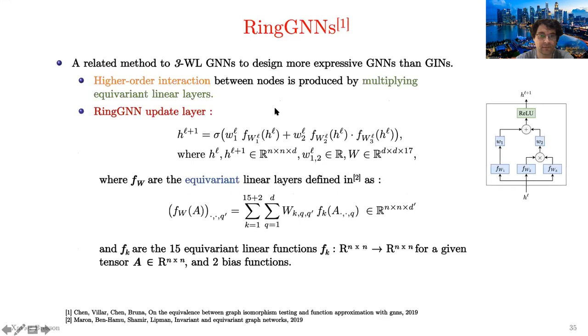A related method to 3WL GNN is ring GNN by Joan Bruna and his co-author. Basically, it's the same idea: you want to have higher order interaction between your nodes by multiplying matrices. Here, the matrices are not simply MLPs, they are equivariant linear layers. But this is basically the same idea. So you have F applied to H, and then the matrix multiplication by F applied to H, where F are the equivariant linear layers that we have seen before.